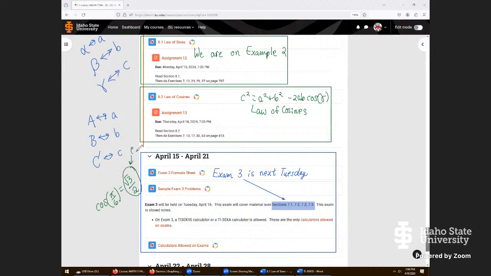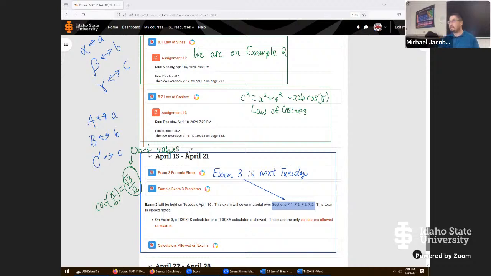Okay, thank you. Exact values, yep, you bet. Thanks for asking about that. Other questions about that at the moment?